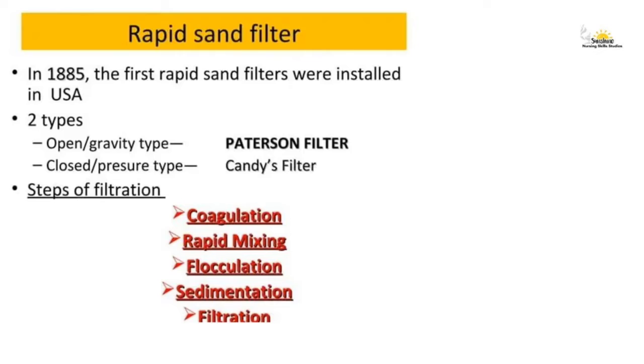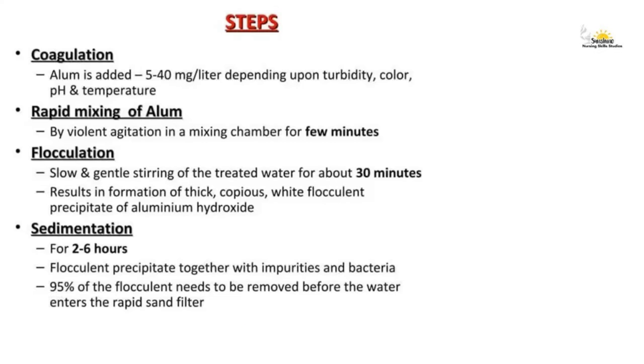Rapid sand filtration, as the name says, is very fast, and it was invented in the year 1885 in the USA. It has two types. One is the open type, which is a gravity method, and the second one is the closed type, that is for pressure.